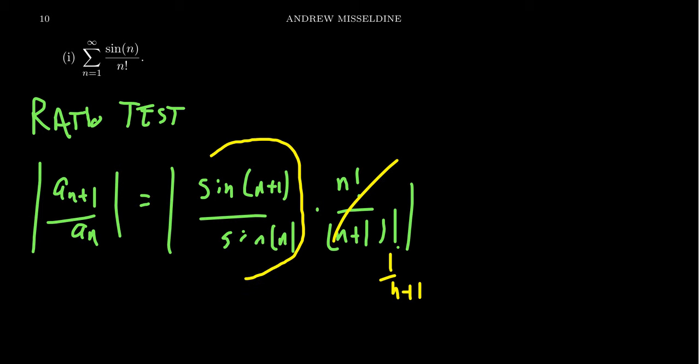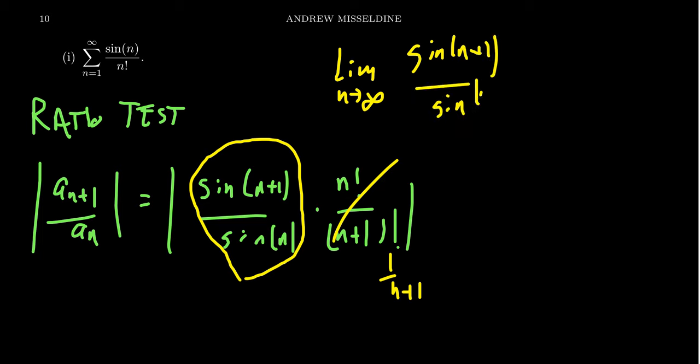But this creature right here, sine of n plus 1 over sine of n, if we wanted to determine what's the limit there, what's the limit as n goes to infinity of sine of n plus 1 over sine of n? The problem is sine of infinity is not defined. There's no limit there because of the oscillating nature of the function. So one has some concerns about what's going to happen here. This limit calculation is not going to be super helpful for us if we try to resolve it.